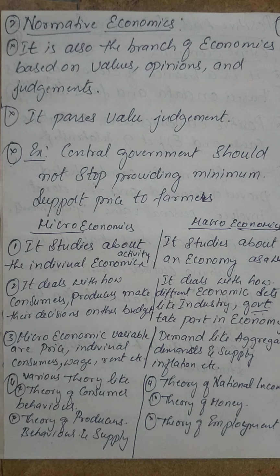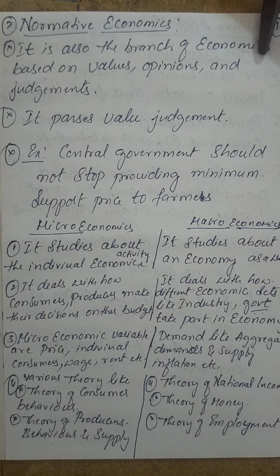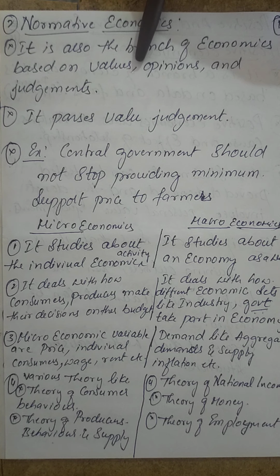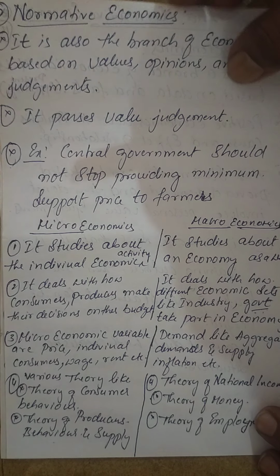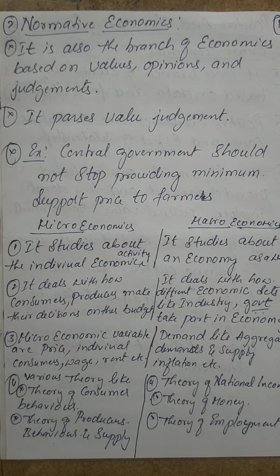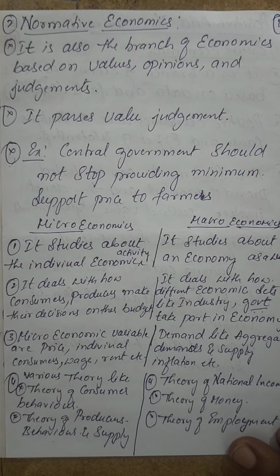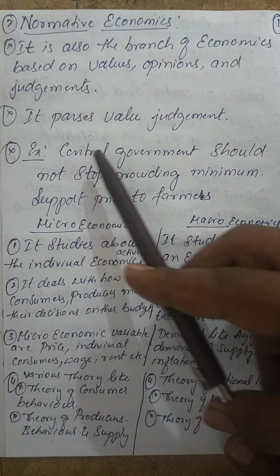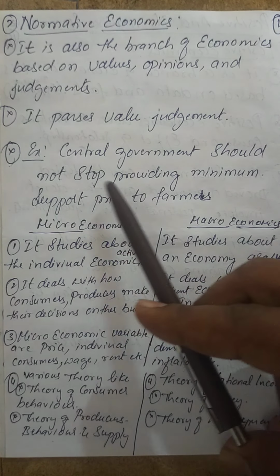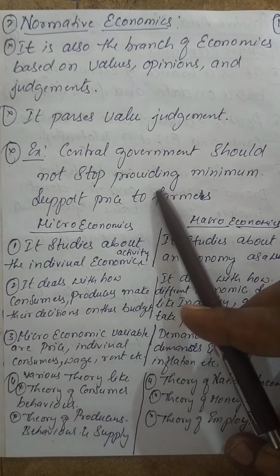What is this normative and positive? Okay, let us see. Normative economics is also a branch of economics based on values and judgment. Based on values and judgment means what sort of values you are going to get. Let us see an example and we can get the complete knowledge about this. See here, the example says: central government should not stop providing the minimum support price for farmers.